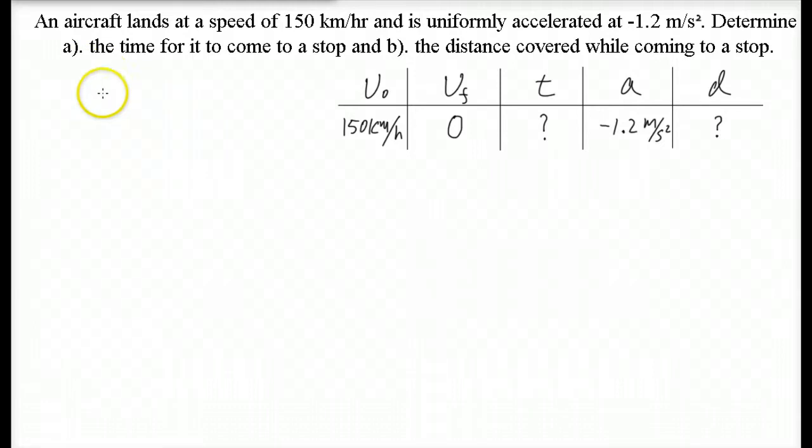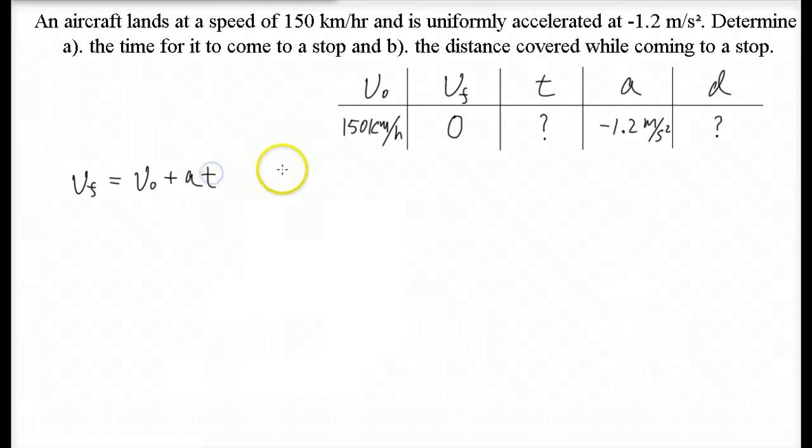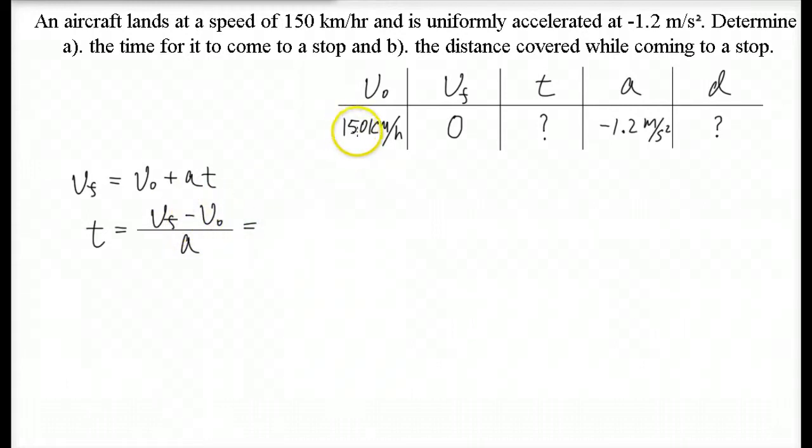Okay, so to find out the time, we can just use this formula. V final equals V initial plus a t, right? So we can isolate the t, and you should get this: V final minus V initial divided by a. Now for the initial velocity, it's given as kilometers per hour. We need to change it to meters per second.